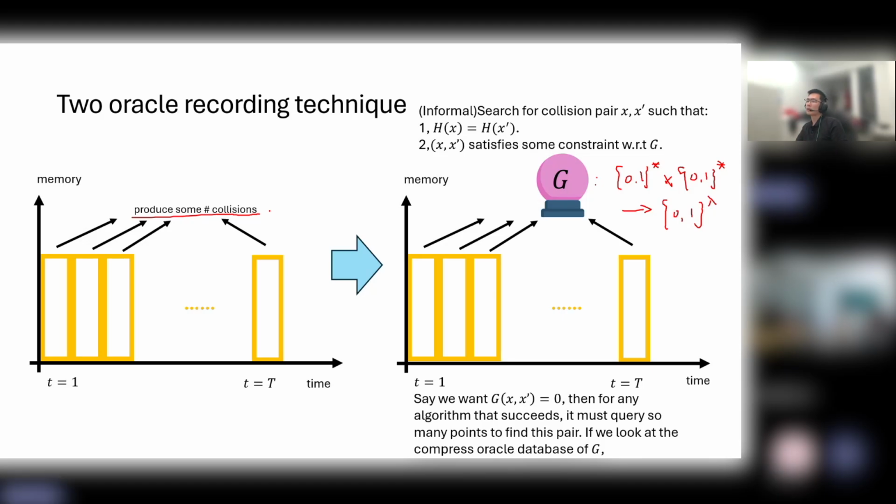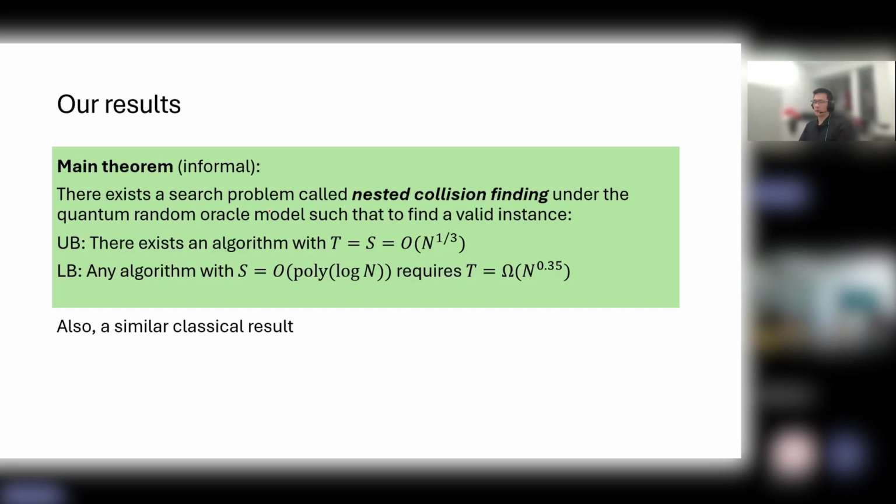Okay, so our result is the following. There exists a problem called nested collision finding. You'll get what this means on the next page. Under the quantum random oracle model, we have an upper bound: there exists an algorithm with S and T equal to n to the 1/3, where n is the size of the image. For the lower bound, any algorithm with limited quantum memory requires n to the 0.35 queries. So this is a space-time trade-off.